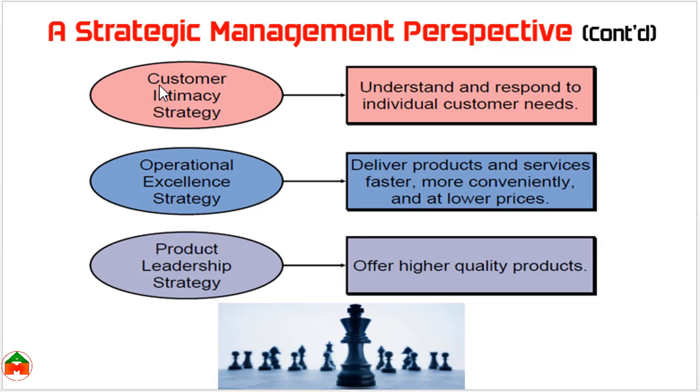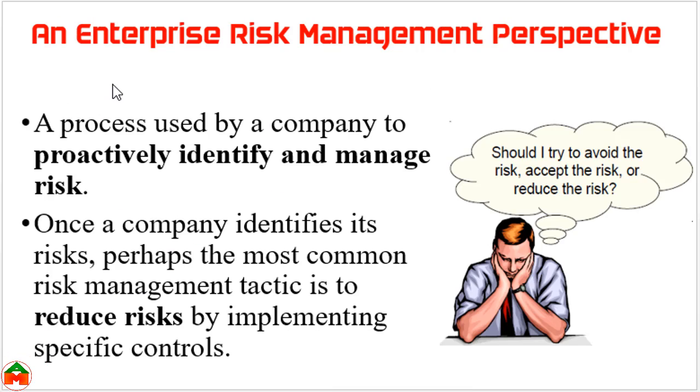You can apply a customer intimacy strategy, an operational excellence strategy, or a product leadership strategy. In the case of customer intimacy strategy, you need to understand and respond to the individual customer needs. In the case of operational excellence strategy, you need to deliver products and services faster, more conveniently, and at lower prices. And in the case of product leadership strategy, you can offer higher quality products. So these are some examples of the strategic management perspective. The next perspective is the enterprise risk management perspective.